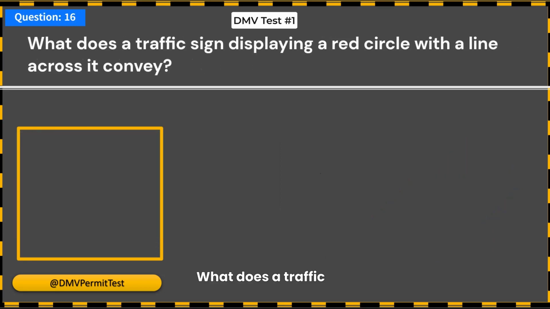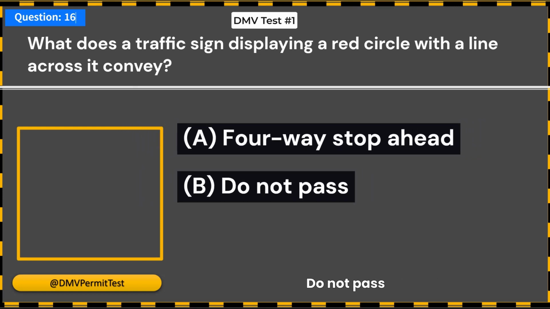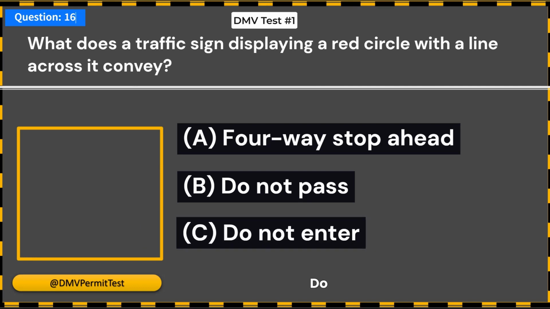What does a traffic sign displaying a red circle with a line across it convey? A. Four-way stop ahead. B. Do not pass. C. Do not enter.